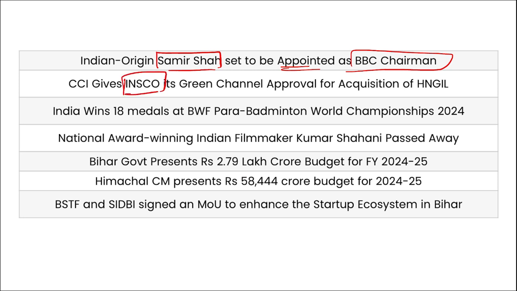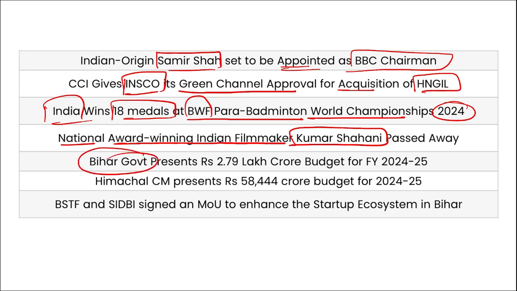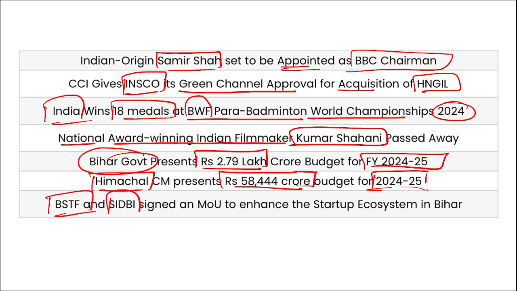CCI gave Green Channel approval to INSCO for the acquisition of HNGIL. India has won 18 medals at the BWF Para Badminton World Championship 2024. National award winning Indian filmmaker Kumar Sahani passed away. The Bihar government presented a 2.79 lakh crore rupees budget for fiscal year 25. Himachal Pradesh Chief Minister presented a 58,444 crore rupees budget for fiscal year 25. BSTF and SIDBI partnered and signed an MOU to enhance the startup ecosystem in the state of Bihar. So these are your important current affairs for the day, friends.